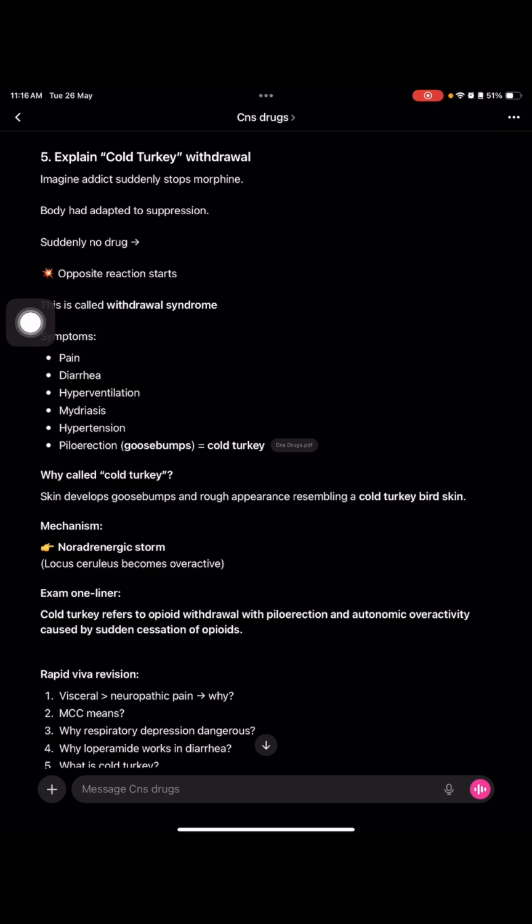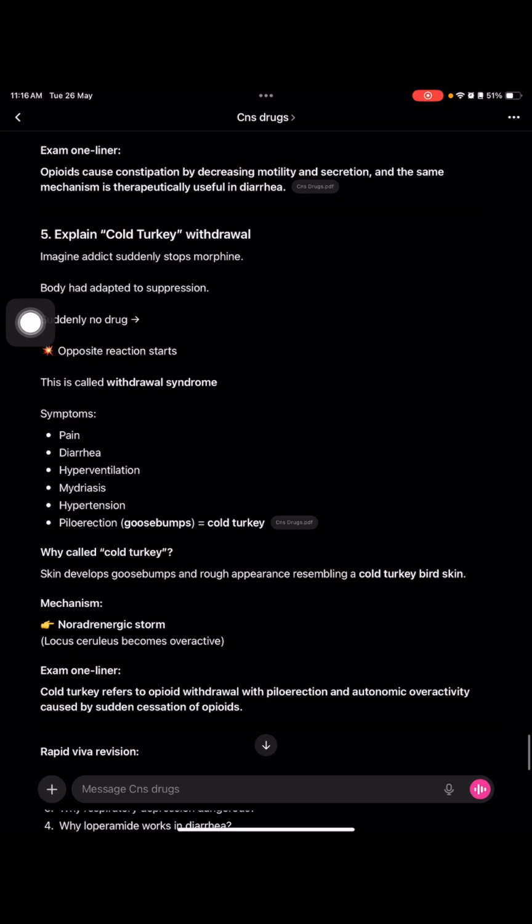Okay, so a patient has been taking opioids and he suddenly stops taking opioids, and that withdrawal will cause piloerection and autonomic overactivity. And why is the piloerection happening? The body had adapted to suppression due to morphine, but suddenly there is no drug, then the opposite reaction starts, and that is withdrawal syndrome. Its symptoms are pain. Opposite symptoms will start happening. Those are pain, diarrhea, hyperventilation, mydriasis, hypertension, piloerection, the goosebumps, and that is called cold turkey.